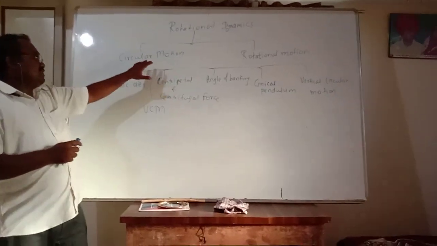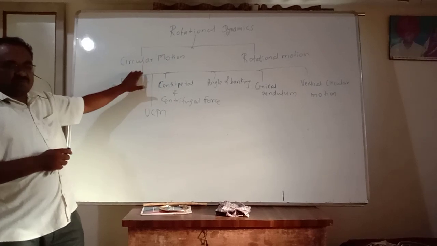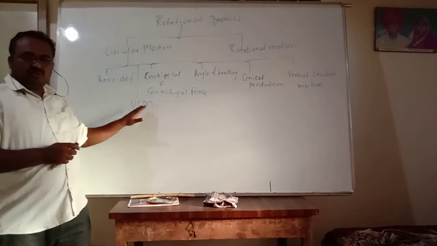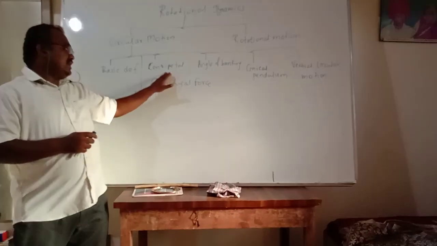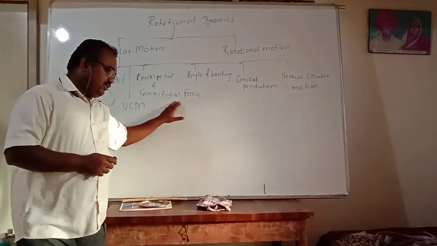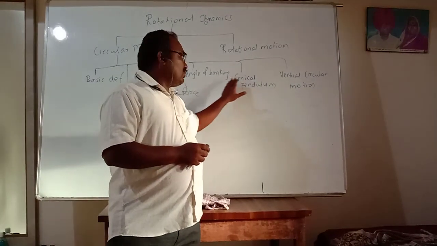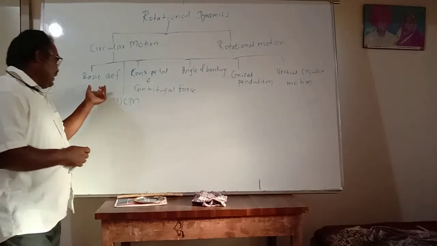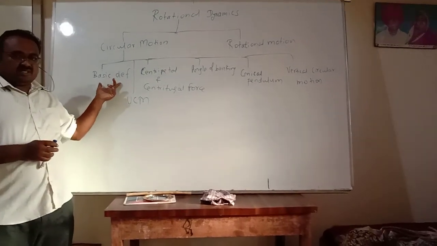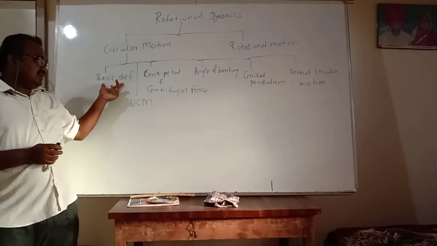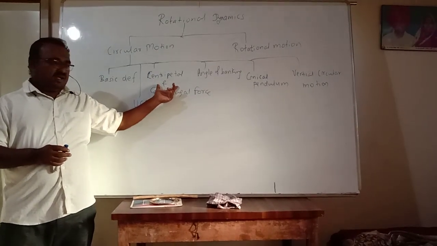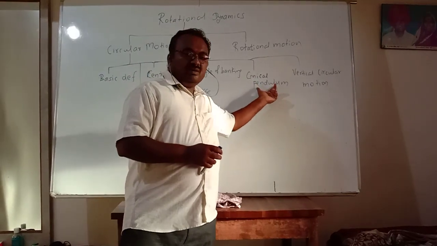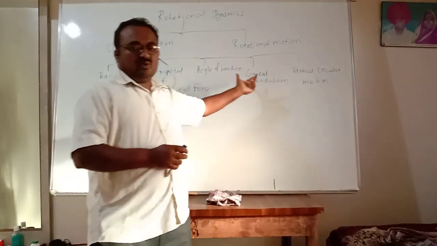This circular motion consists of six main topics: basic definitions, then uniform circular motion, centripetal and centrifugal force, angle of banking, conical pendulum, and vertical circular motion. Okay, again I will repeat, it is divided into six sections.